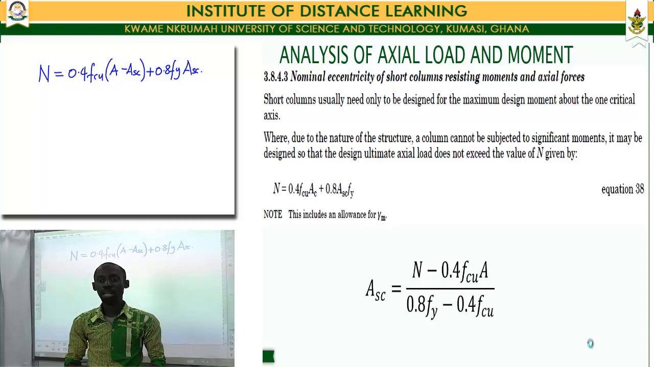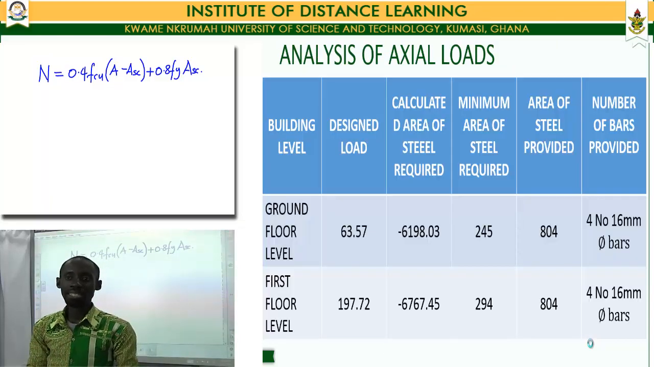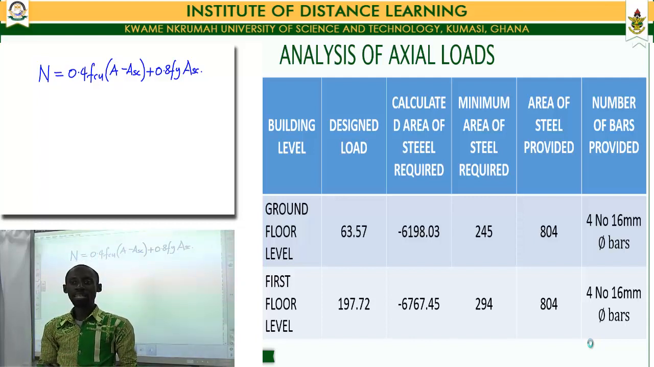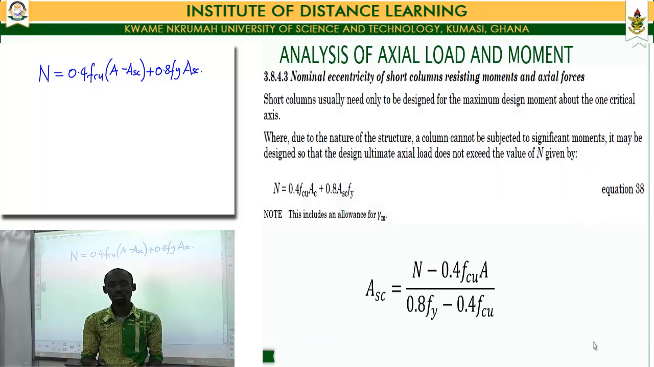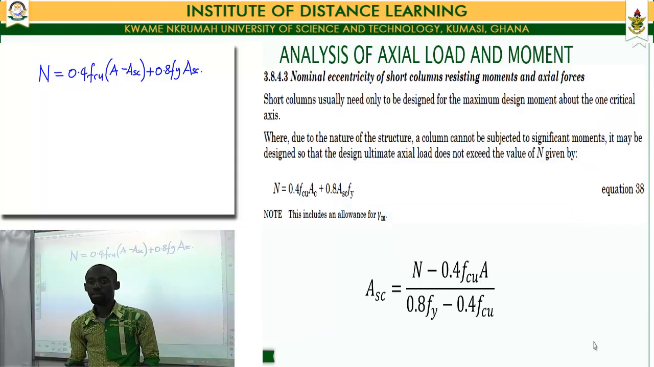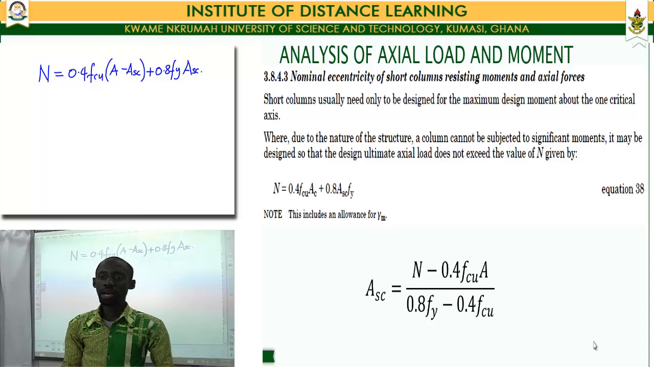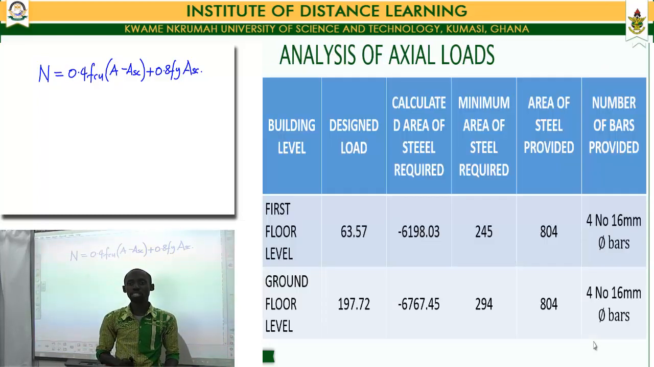Now, applying this formula to both our column at the first floor level and the column at our ground floor level would yield us the information we have in the chart.